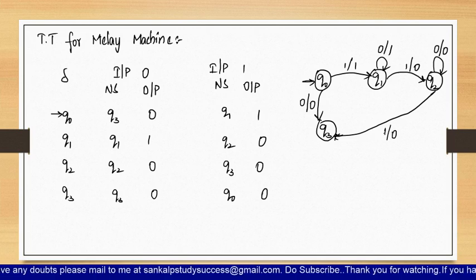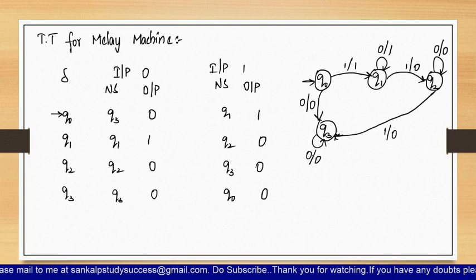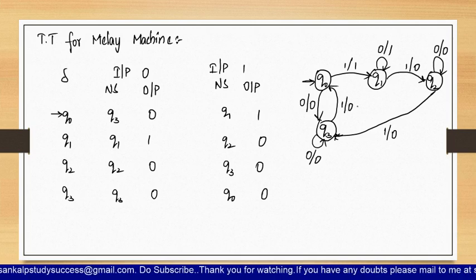So by applying input 1, we are getting the output as 0. For Q3, if you apply 0, it goes to the same state, but the output is also 0. Then by applying 1, it goes to Q0, and the output is 0. So this is the final transition diagram for the equivalent Mealy machine. In this way, we convert a Moore machine to a Mealy machine.